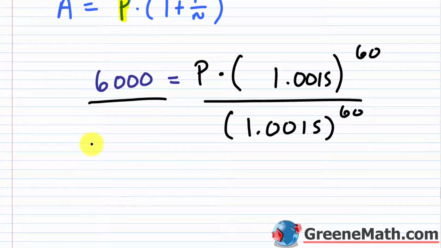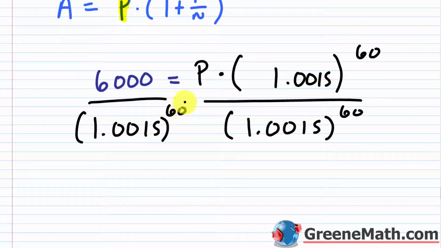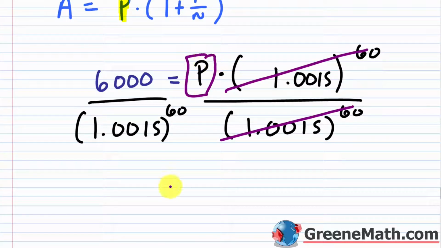And then I'm going to divide this side by that as well. So 1.0015 raised to the power of 60. We know that the same non-zero number divided by itself is going to cancel to become 1. So P will be by itself now, okay? And it's equal to this, 6,000 divided by this number here, 1.0015 raised to the power of 60.